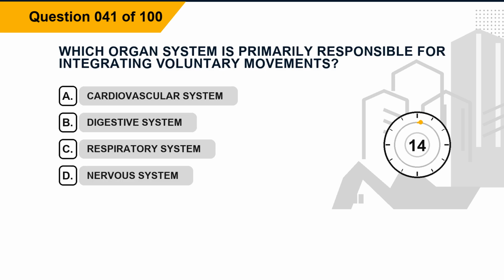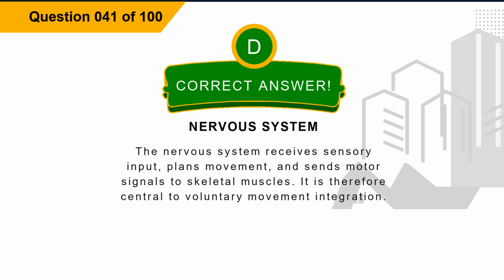Question 41. Which organ system is primarily responsible for integrating voluntary movements? Option A, cardiovascular system. Option B, digestive system. Option C, respiratory system. Option D, nervous system. The correct answer is option D, nervous system. Explanation. The nervous system receives sensory input, plans movement, and sends motor signals to skeletal muscles. It is therefore central to voluntary movement integration.